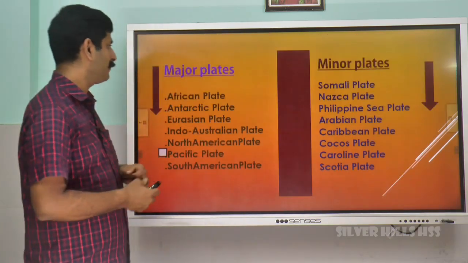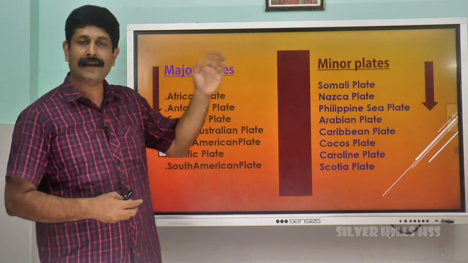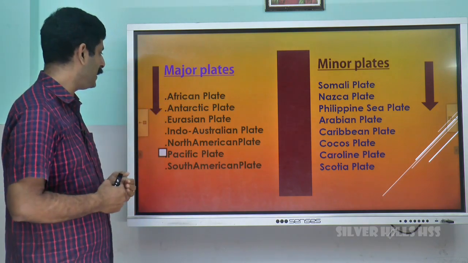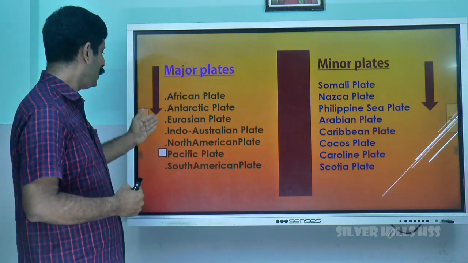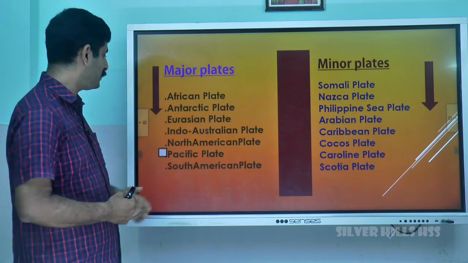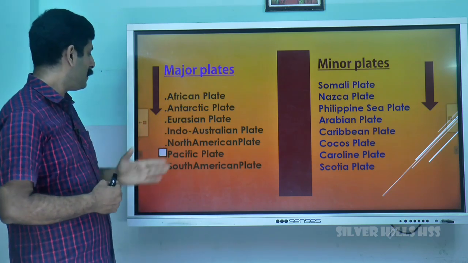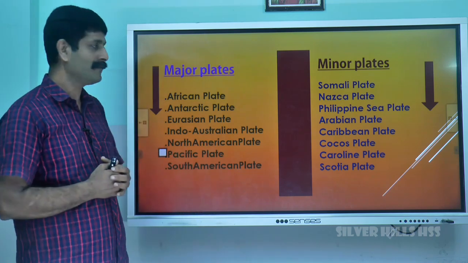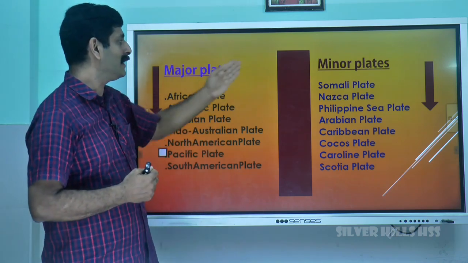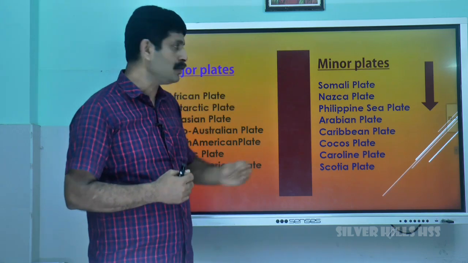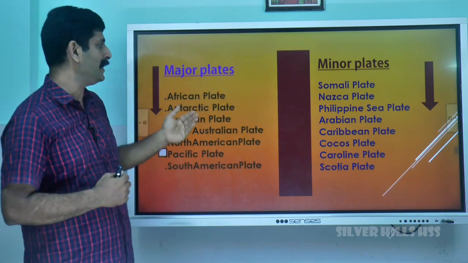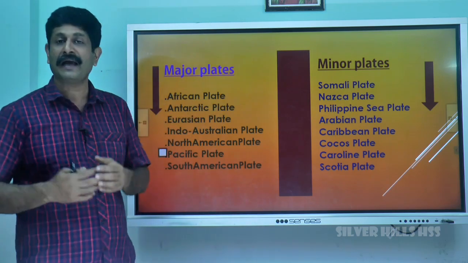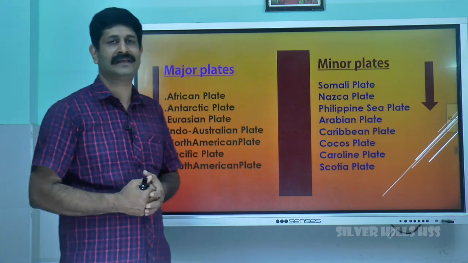Let us see. There are major plates and minor plates. The major plates are the African plate, Antarctic plate, Eurasian plate, Indo-Australian plate, North American plate, Pacific plate, South American plate, etc. And here we can see certain minor plates also, that is the Somali plate, Nazca plate, Philippine plate, Caribbean plate, Arabian plate, likewise.